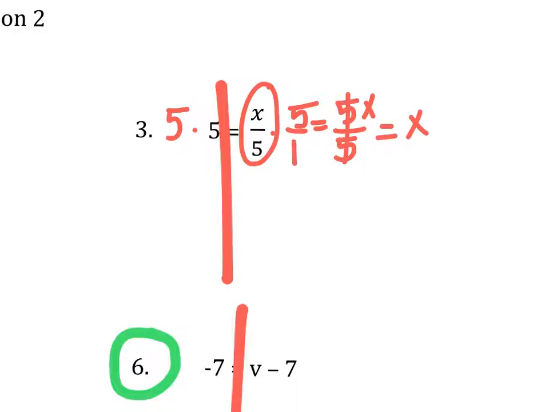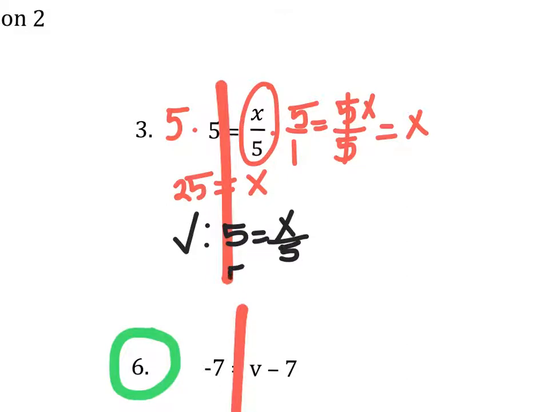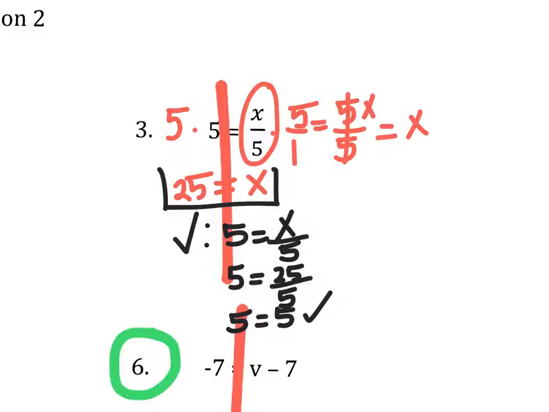So on this side now I have 25 is equal to x. That's it. Now I'm going to check my answer. 5 equals x over 5. I'm going to replace x with 25 over 5. 5 is equal to 25 over 5, which is 5. Boom. There's your answer. X is equal to 25, or 25 is equal to x. Same thing.